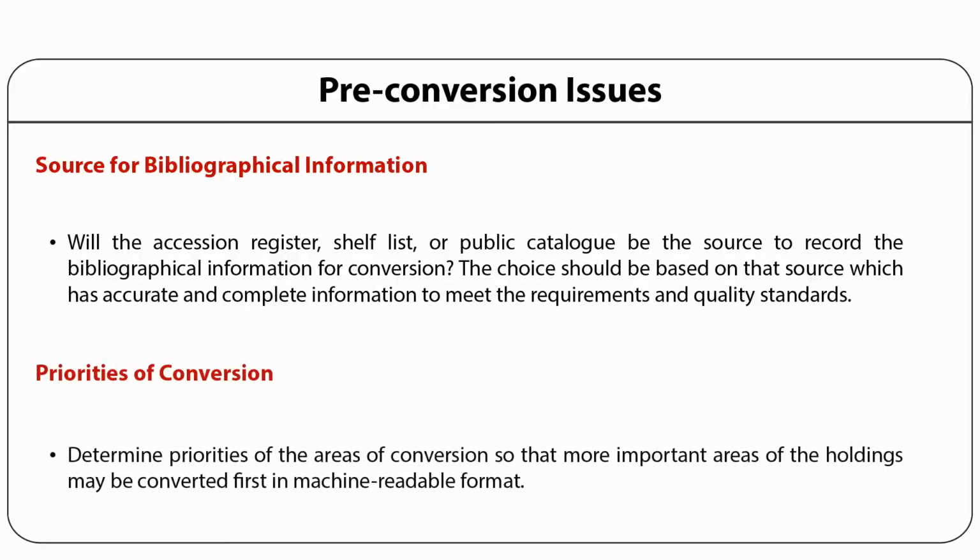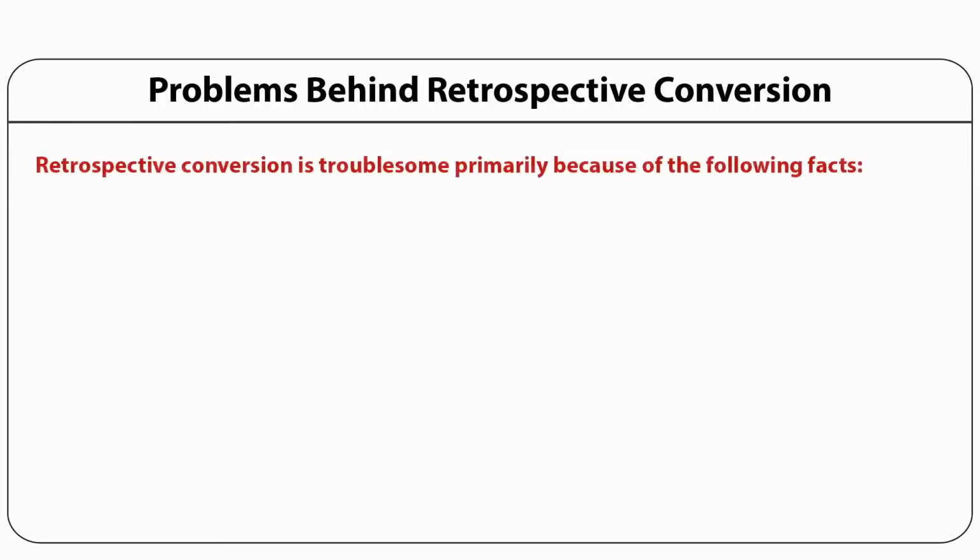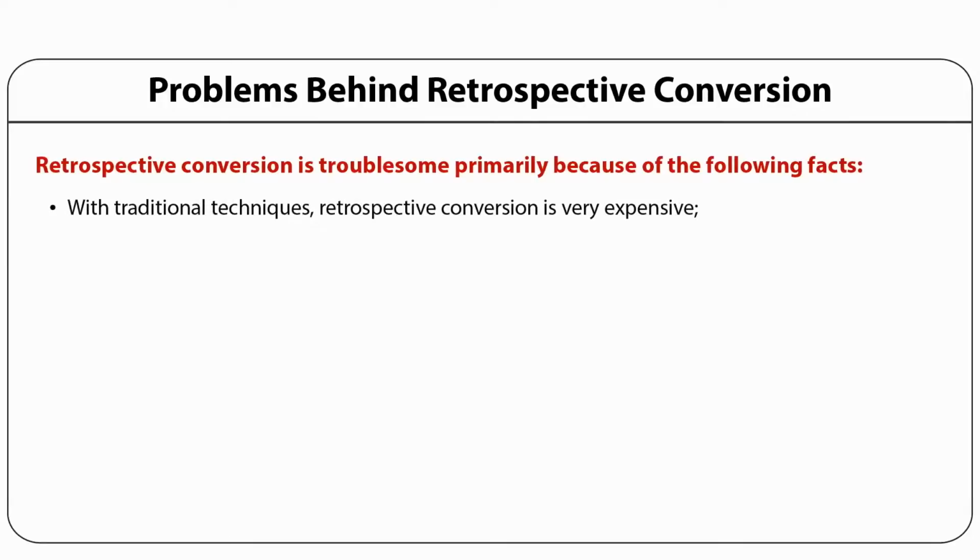Determine priorities of the areas of conversion so that more important areas of the holdings may be converted first in machine-readable format. Problems behind retrospective conversion. Retrospective conversion is troublesome primarily because of the following facts. Number 1. With traditional techniques, retrospective conversion is very expensive.